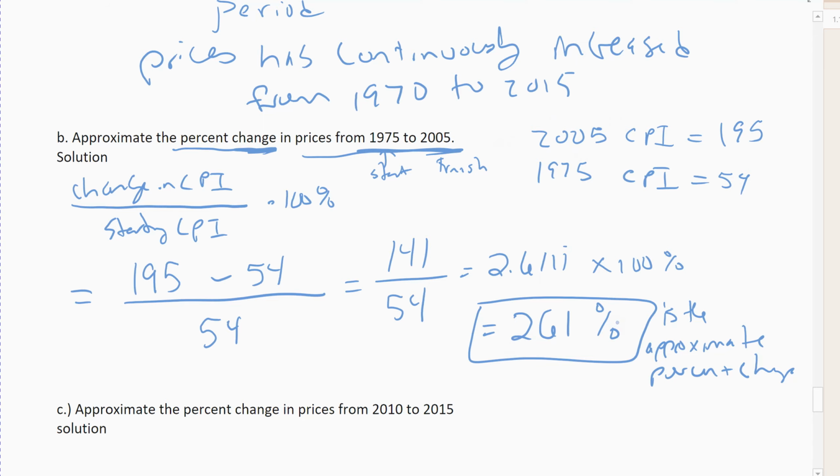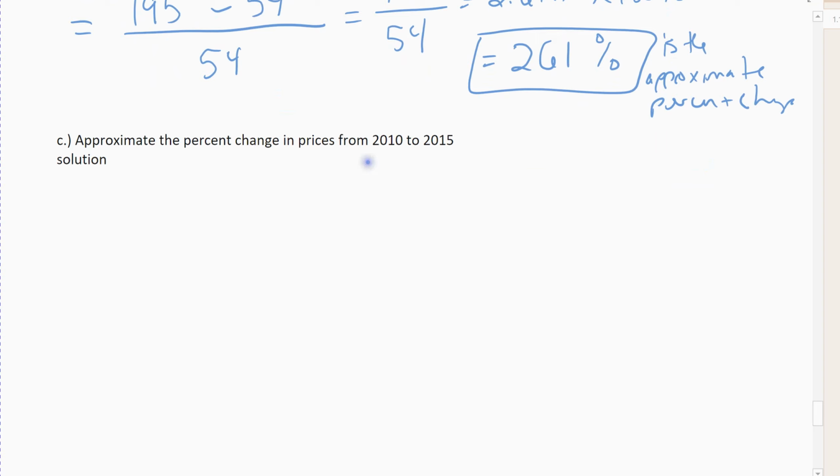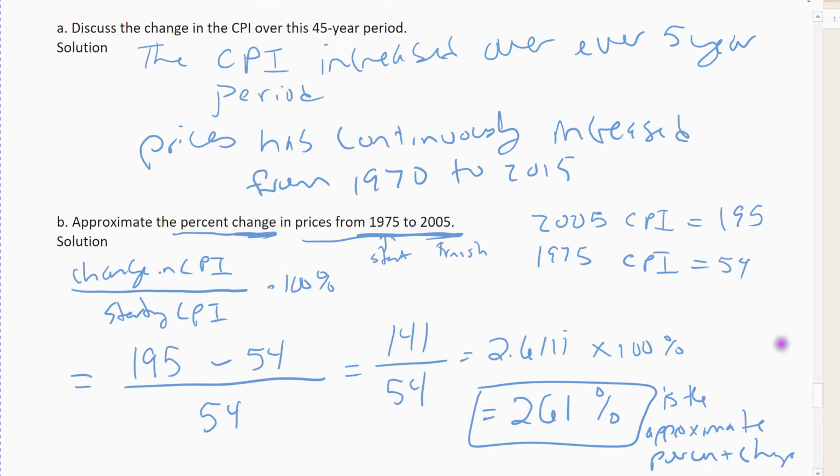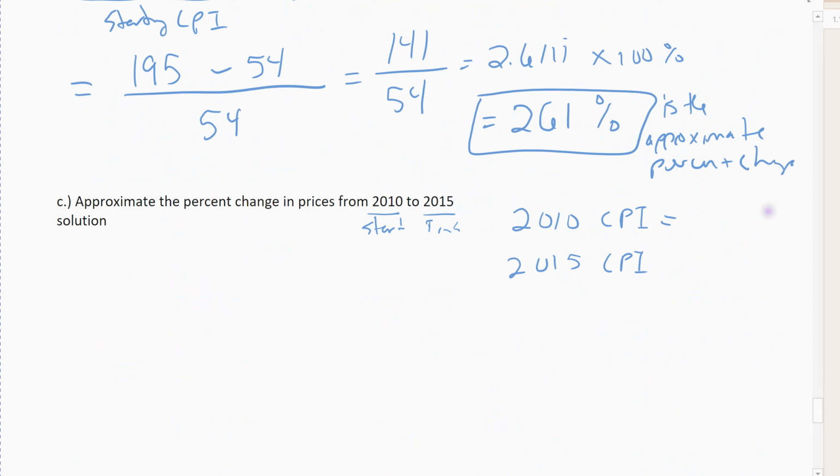And the next problem I go to 2015. Right, so same thing. I want to know what the change was from 2010 to 2015. So this is where we start. This is where we finish. So I need to know my 2010 Consumer Price Index, where we start, and my 2015 Consumer Price Index. Alright, so 2010 was 218, 2015 was 237. So it's going to be a much smaller change.